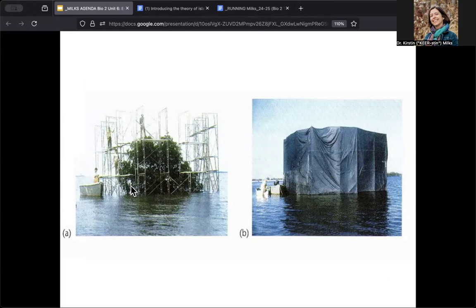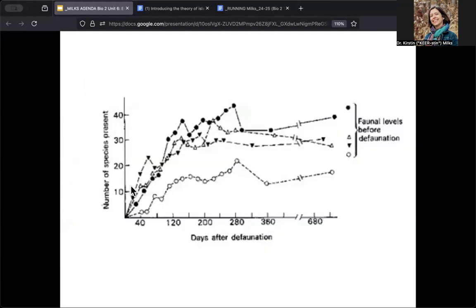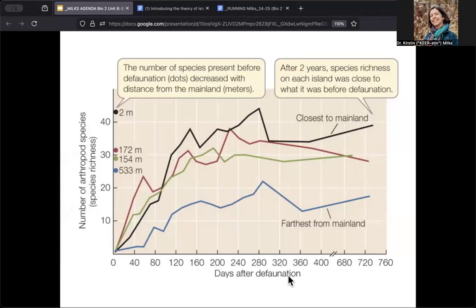And then they looked to see how species richness, not plant species richness, but other biodiversity of animals came back. And it turns out they did come back. The results are difficult to see in the graph that they published, so here's an updated, simplified version. The number of species before they took the animals off, they're talking about arthropod species, so species richness. This is how many there were with distance from the mainland. This is very closest to the mainland. This is far away from the mainland.